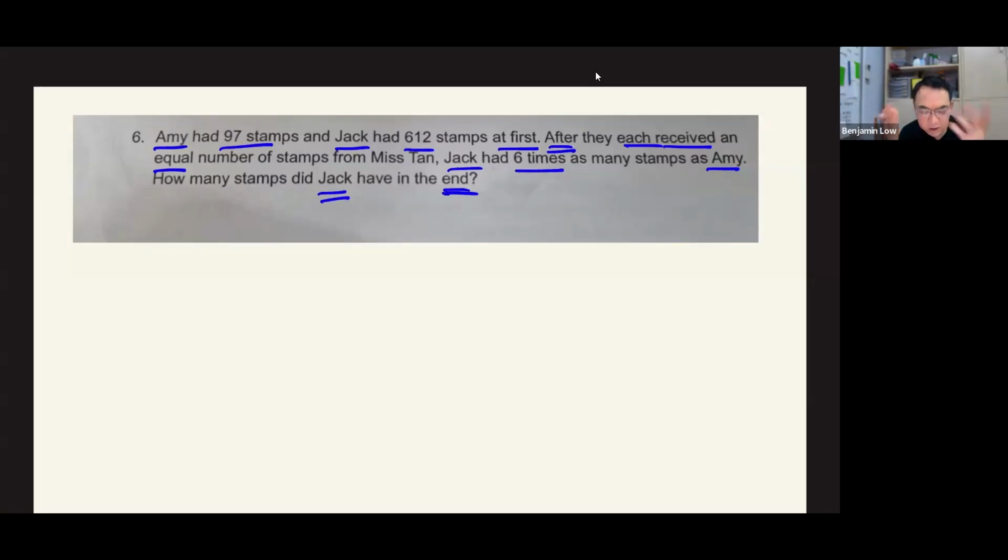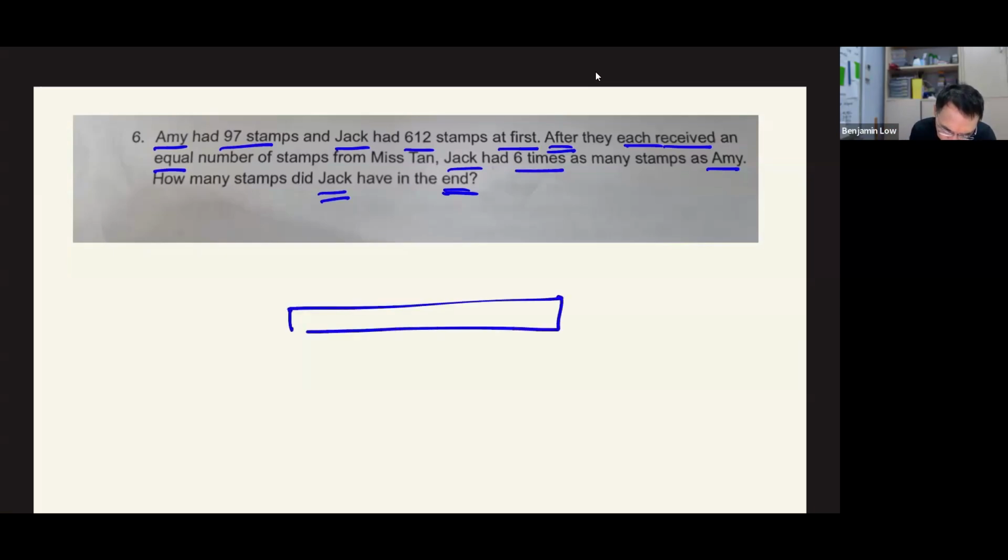So again, we have 6 times. We always want to start where there is a how many times, right? So if this is 6 times, then we draw the model for 6 times. Okay, 1, 2, 3, 4, 5, 6. So 6 times. And Jack is 6 times of Amy after they receive. So if this is Jack, right, then this is Amy, correct? Because 6 times. So Amy will be this. And these models represent the amount they have after.